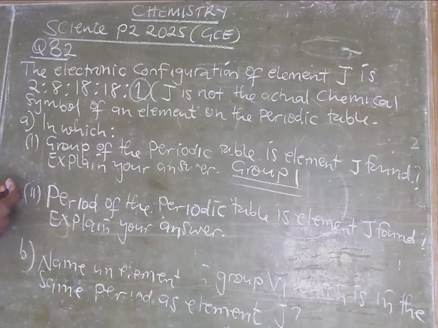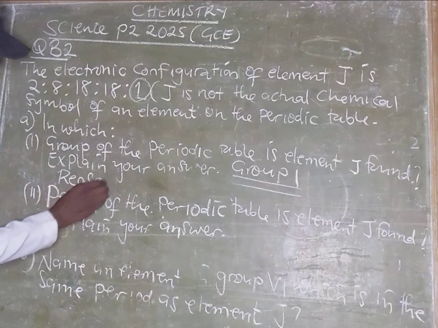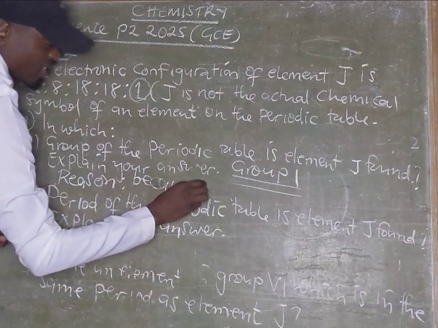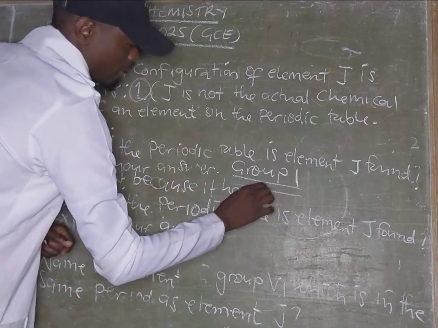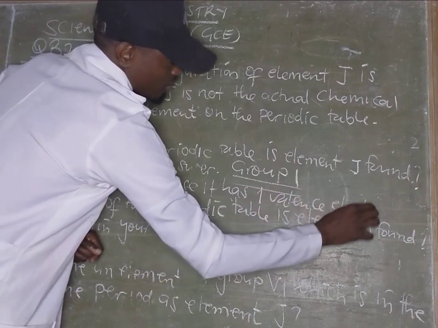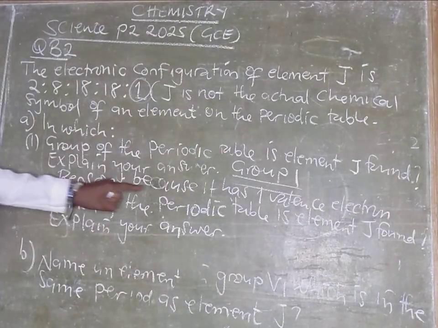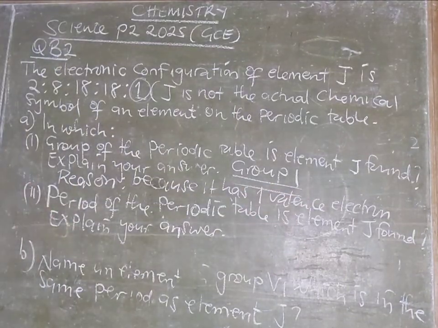So I think I've already given an explanation. So the reason: because it has 1 valence electron in the outermost shell, hence its group number is 1.